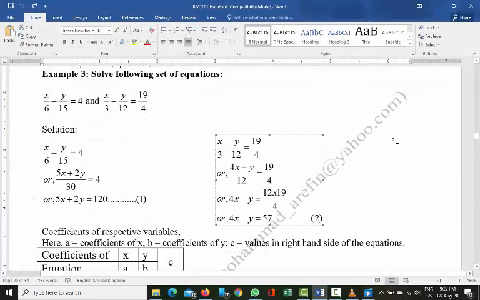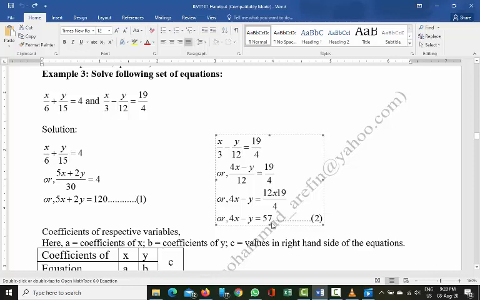So now we have two equations. The first equation is 5x plus 2y is equal to 120. In the second equation, we have 4x minus y is equal to 57. So we need to solve these two equations to find the values of the two variables. Here we have two variables.